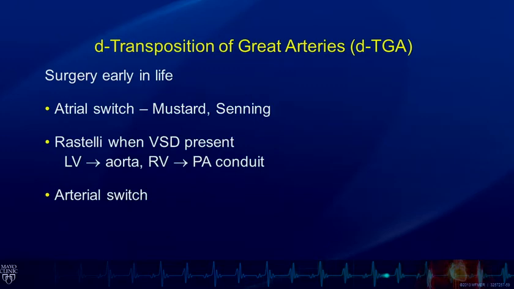If a patient with detransposition has a ventricular septal defect, then the operation that they'll often have had done is a Rastelli procedure, named after Dr. Rastelli, the surgeon. And in this situation, the ventricular septal defect is closed so as to redirect left ventricular blood to the aorta, and then the conduit is placed from the right ventricle to the pulmonary artery.